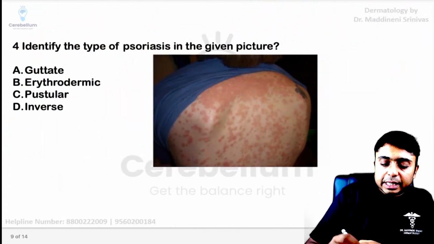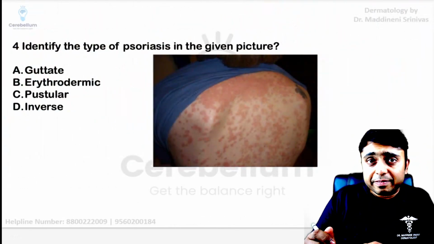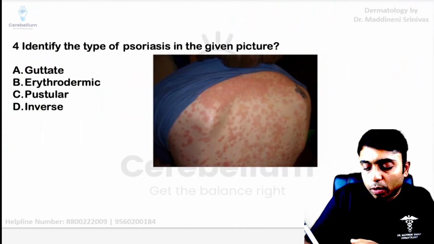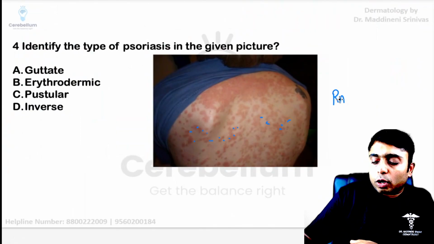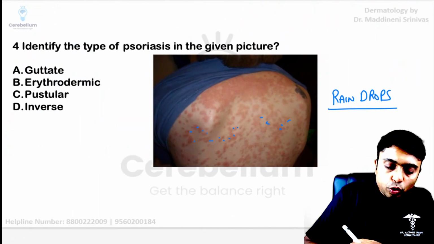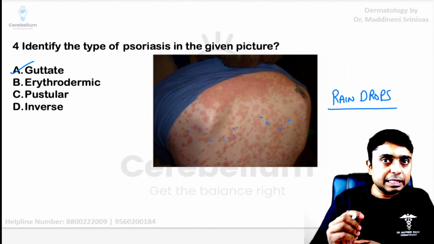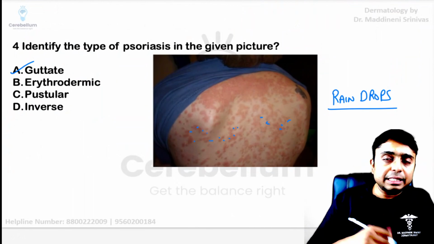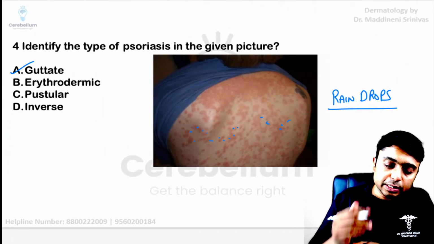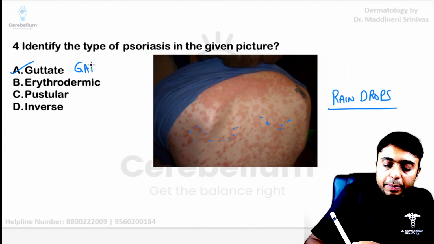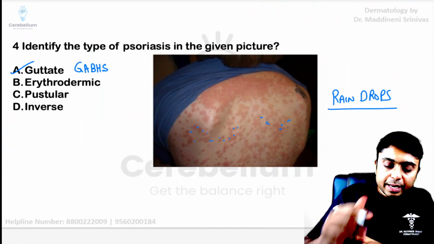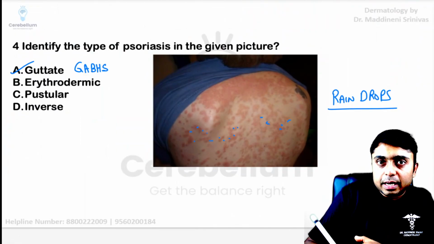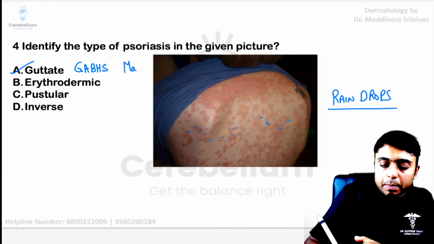The next question is: identify the type of psoriasis in the given picture. And in the given picture, what you are able to see are predominantly small erythematous papules, which look like raindrops, present over the body. Whenever you see this raindrop pattern, remember guttate is the term which you should remember. And this is a special type of psoriasis called guttate psoriasis, which is mainly associated with group A beta hemolytic streptococcus. And because it is associated with a bacteria, the treatment here is going to be antibacterial, and mainly we are going to prescribe the macrolides.